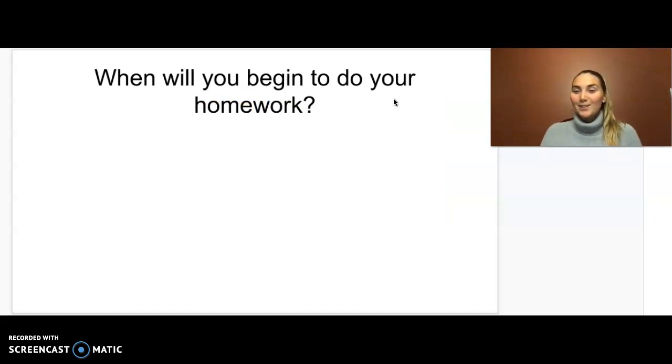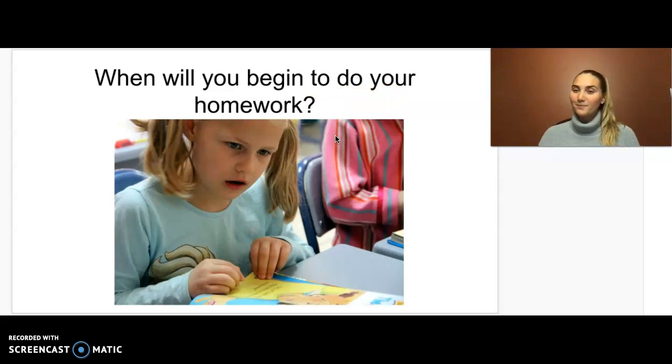Whisper read the sentence to yourself. When will you begin to do your homework? When will you begin to do your homework? Did you spy a CV pattern word? A consonant vowel pattern word?